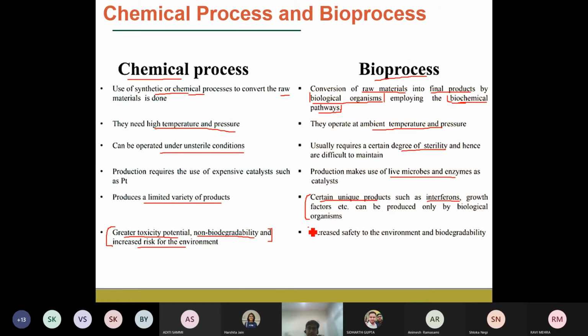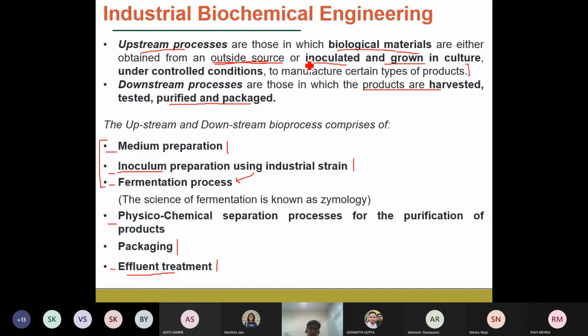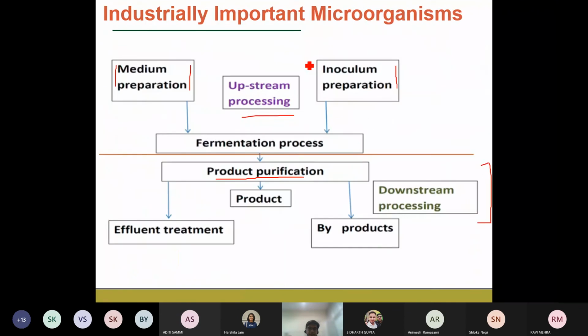In the bioprocess there are also safety concerns. As I told you, if a particular microorganism is lethal, then it is going to affect the environment. But comparatively, it is safe for the environment, and it is biodegradable. Whatever the product, suppose ethanol, a biochemical, or a particular polymer, they are generally biodegradable in nature and have overall less toxicity to the environment. So these are the very basic differences between the two, and we also looked into the upstream and downstream processes.